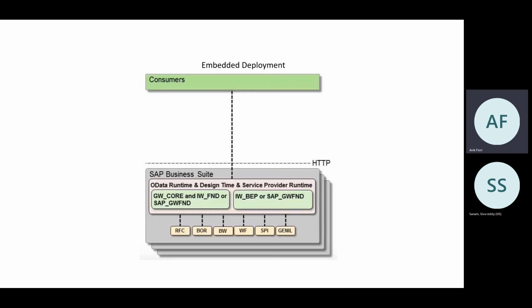Okay, it means your OData creation, your OData implementation, and the services where you will host everything will come under the backend. There is no separate gateway server or separate gateway hub. Everything is included in your backend system, and that is nothing but your embedded deployment. Everything is available in one place, so you don't need any RFC if you want to pull the information, because everything is available in one place.